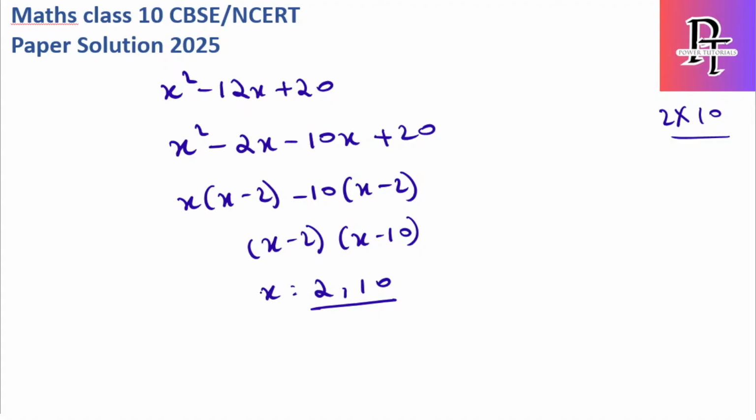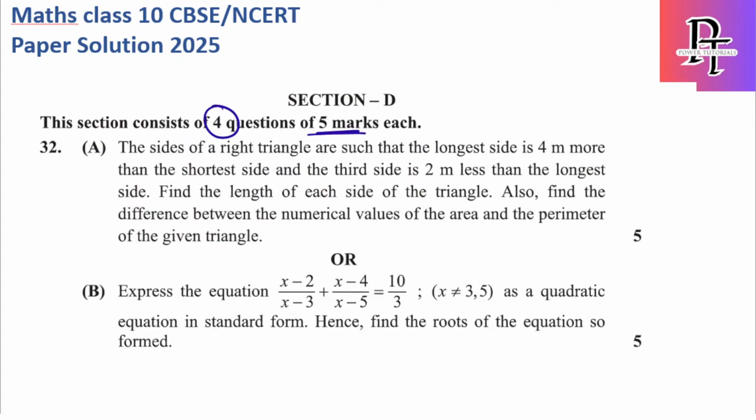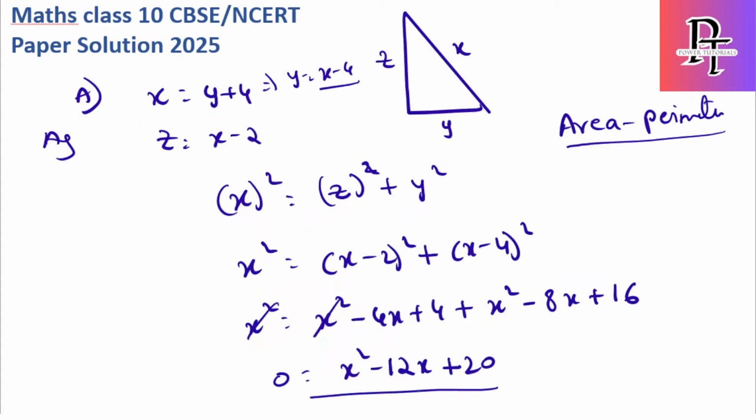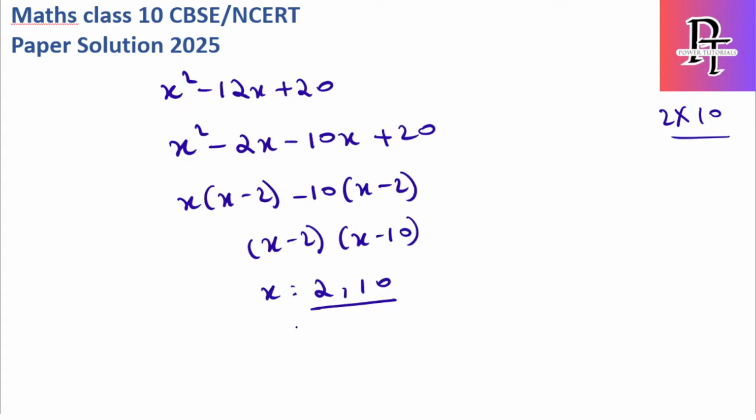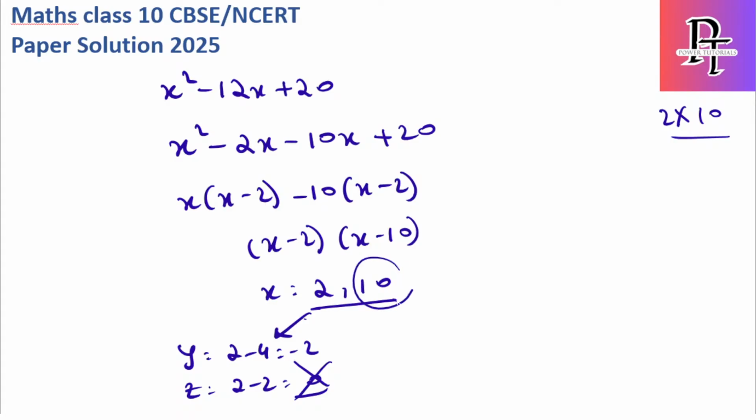Are both the values possible? No. Why? Because the length of any triangle cannot be negative. If I consider x as 2, then what do I get for the other two values, x minus 4 and x minus 2? If x is 2, then y value is x minus 4, so 2 minus 4 is minus 2, and the z value is x minus 2, which is 2 minus 2 equal to 0. So 0 cannot be possible. We cannot have the length as 0 or negative. So the only possibility is x should be equal to 10.